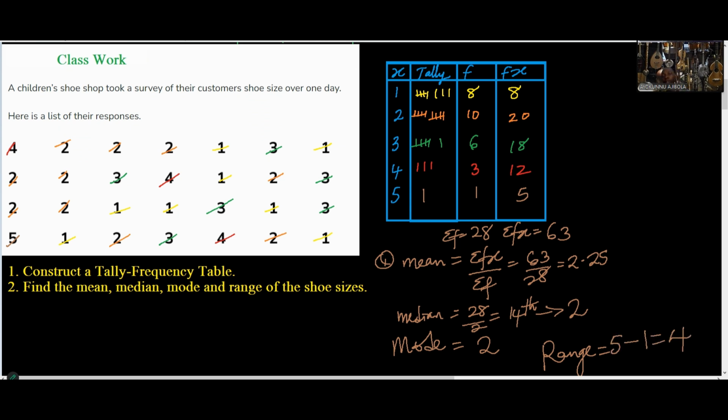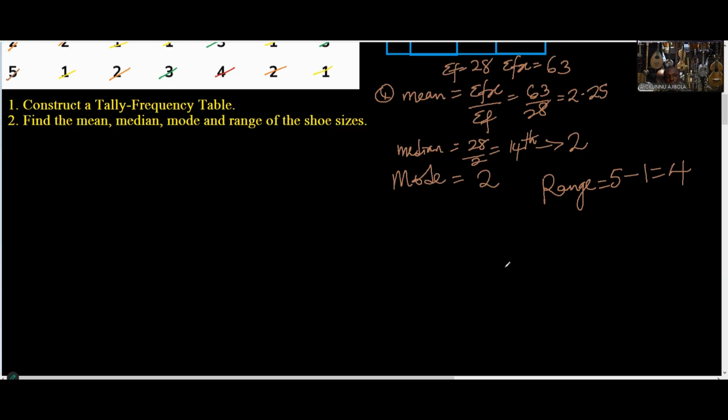So if you look at all these answers, the range is like the outlier, because if you see the mean, the median, and the mode, they are almost the same thing. It's only the range that is the outlier. Let's now see: 2.25, 2, 2, and 4.